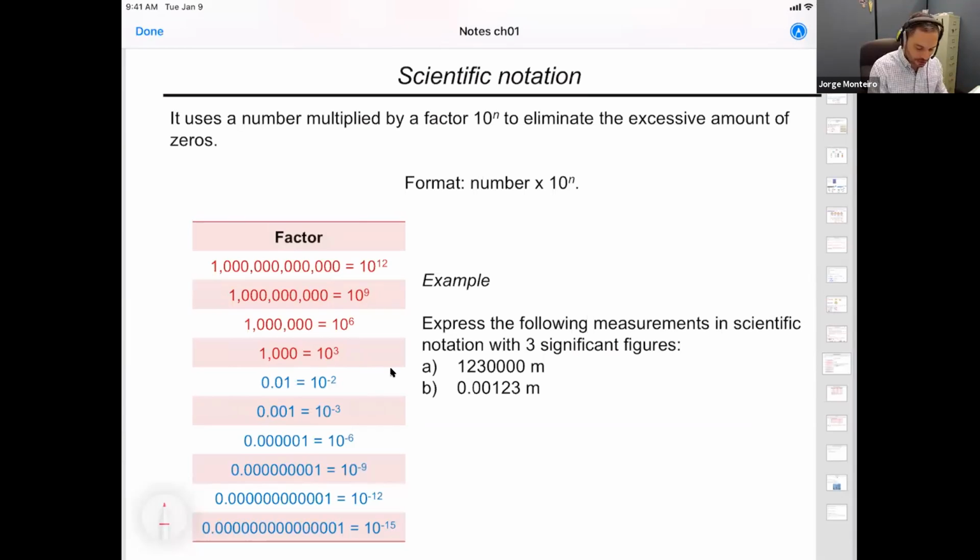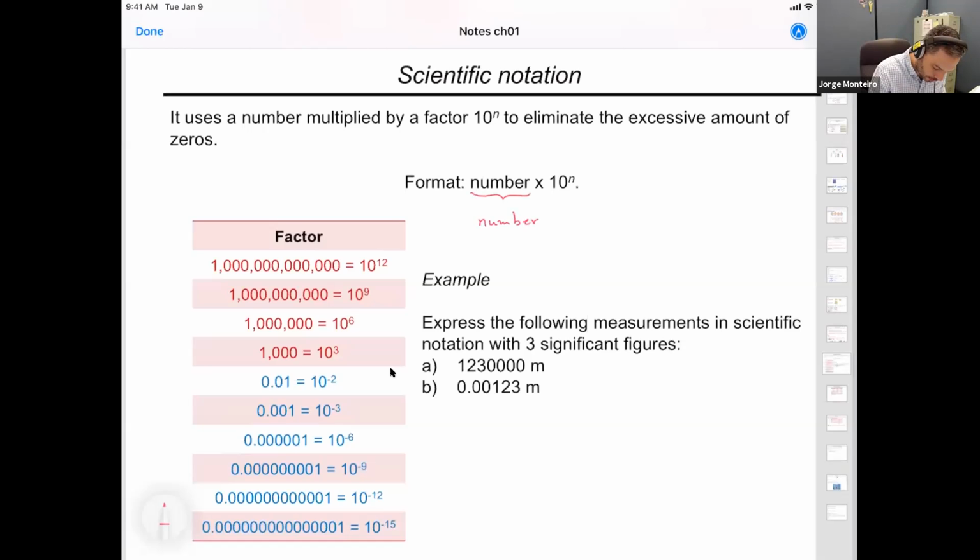Scientific notation is always going to follow the format that I'm showing here on the slide. We have a number multiplied by 10 to the n. And this number has to be a number between 0 and 10, okay? Again, the number in the scientific notation has to be a number between 0 and 10. Zero is smaller than 10, so therefore we add the smaller sign here.